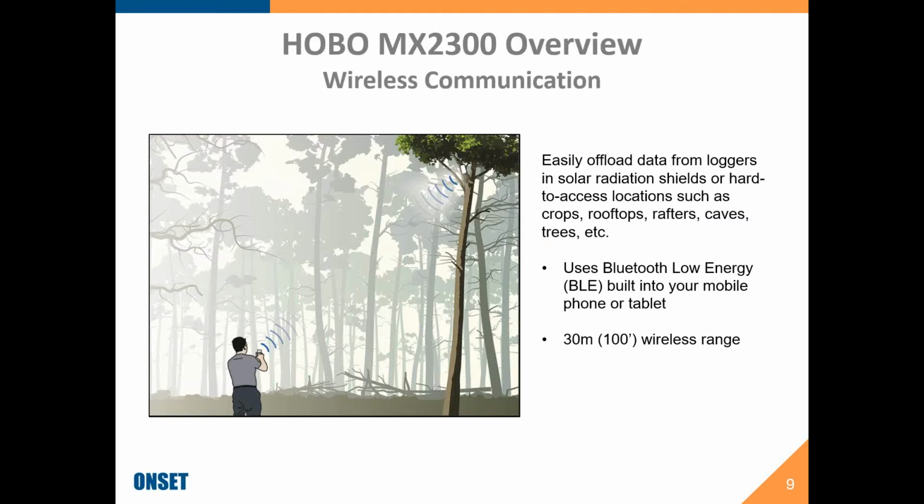Talking first about the wireless communications, because that's one of the things that's quite different about these, is the wireless communications, which has a 100-foot or 30-meter wireless range with your mobile device, which could be a mobile phone or a tablet. This means you can offload data easily from hard-to-access locations. So the loggers can be deployed in crop canopies, up in rafters, in caves, up in trees, as shown here, and you'll still be able to offload the loggers without having to physically access the logger. So it makes it much more convenient to get the data.